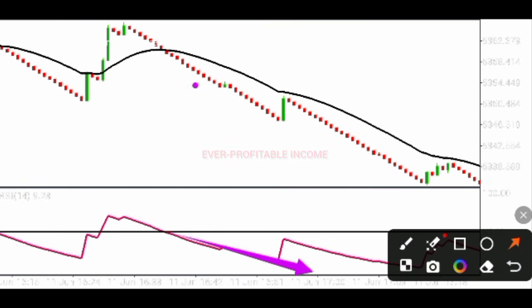Now when you look at our chart, you can see this whole long bearish movement right here. So when the RSI has crossed below level 50, you have to look at your main chart. We have the moving average on the main chart, the black line. We wait for the point at which the moving average crosses over to the other side of price.